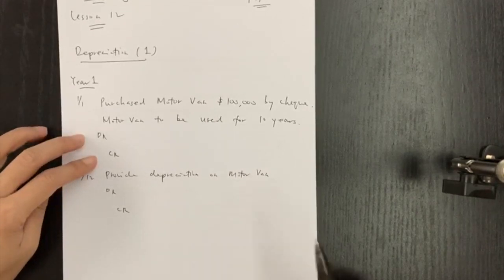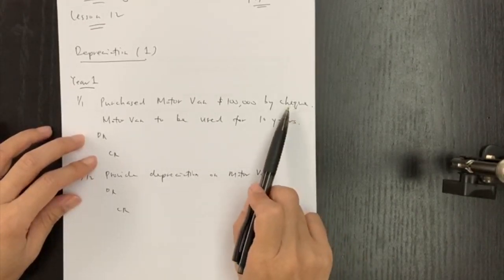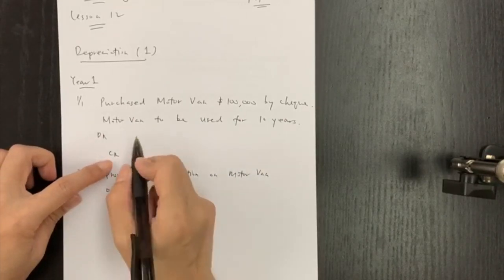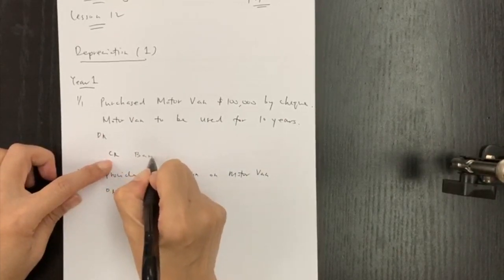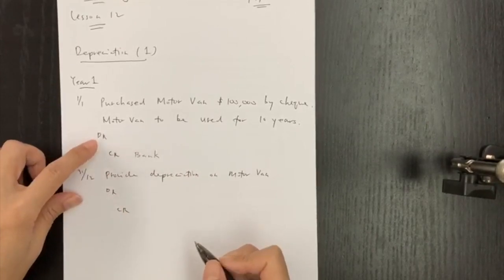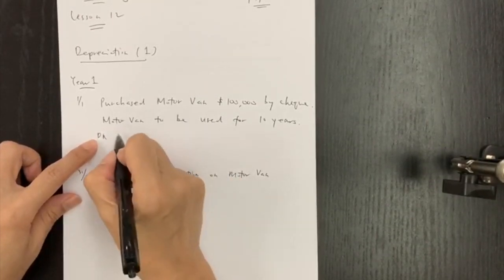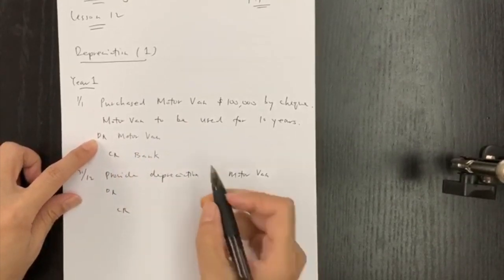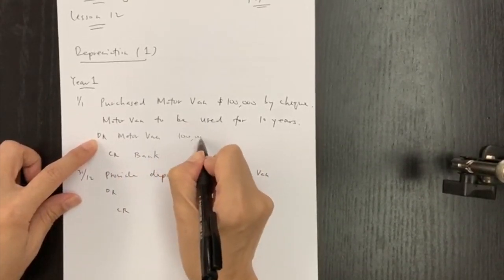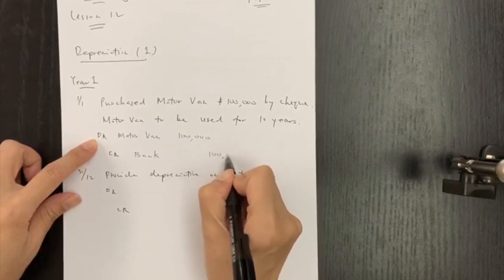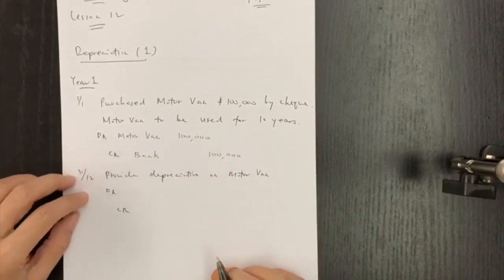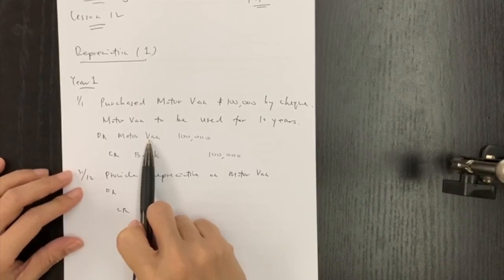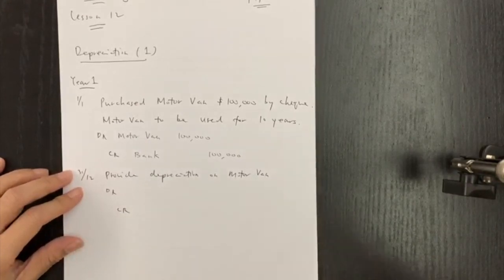Okay, so what is the double entry for this? Since we pay by check, we will have less money in the bank, so we credit bank, right? Okay, and now we have a motor van, so we debit motor van account by the money we pay, which is 100,000 and 100,000. And this motor van is a kind of non-current asset in the statement of financial position.